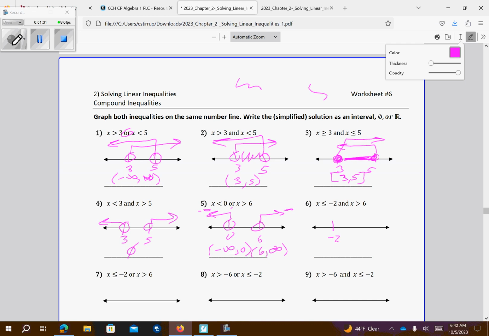Now I have a negative 2 solid. That's going this way. I have a 6 open dot going this way. The reason I didn't go to the infinities is I realized it was an AND. I'm looking for overlap. I don't have overlap. That's no solution.